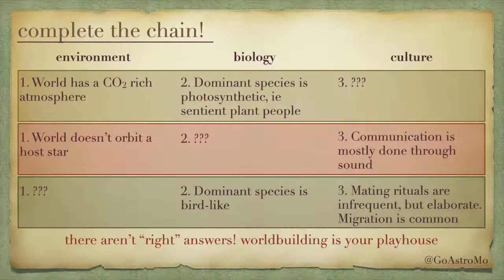I actually think it's a really useful exercise to try and follow this logic chain to complete the chain of, okay, you have a certain type of environment on your world, do the mental exercise to think about what type of biology would thrive there. Or if you know you want to end up with a specific type of culture, well then what type of environment and biology do you have to make that culture happen?